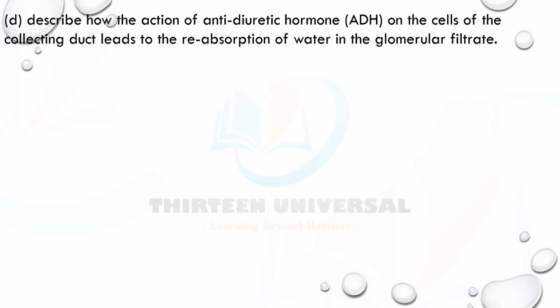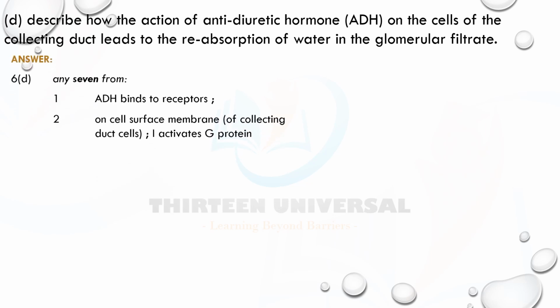So when it binds, what happens? The receptor changes and activates a G protein. The G protein activates adenylate cyclase. Adenylate cyclase converts ATP to cyclic AMP, which then acts as a second messenger and stimulates a signal cascade where vesicles carrying water channels fuse with the membrane of the collecting duct, and then the membrane becomes more permeable for water to move from the glomerular filtrate.